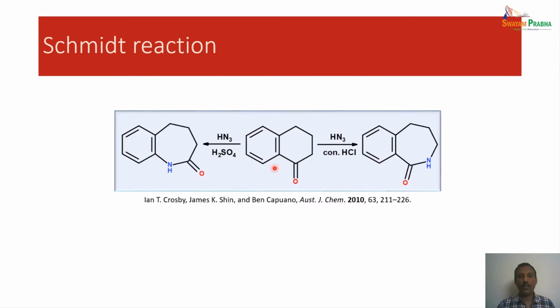Then finally, if we take this particular case, change of solvent, especially the acidic conditions, leads to two different types of product. When we take this particular ketone and do the Schmidt reaction with concentrated HCl, we end up with this particular product, whereas when we use sulfuric acid, the migration takes place in a different way, leading to the isomeric product of this one. So in other words, by changing the acids used in the Schmidt reaction, we can obtain different types of products.